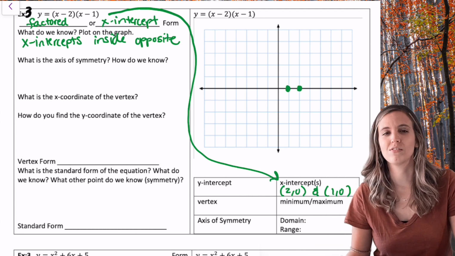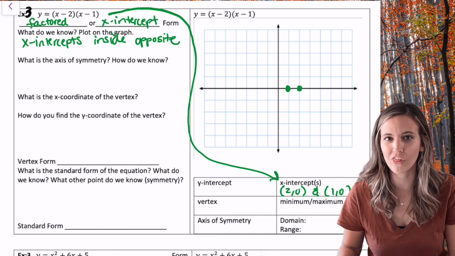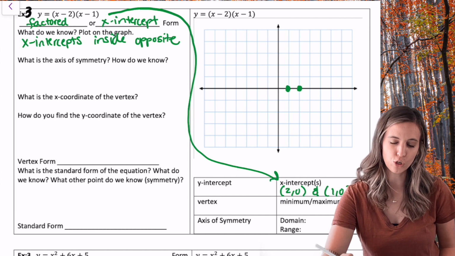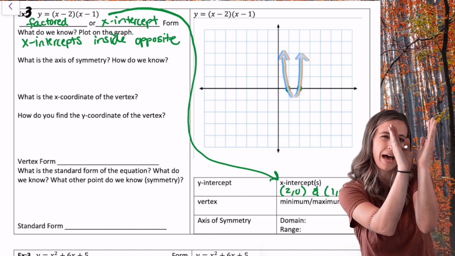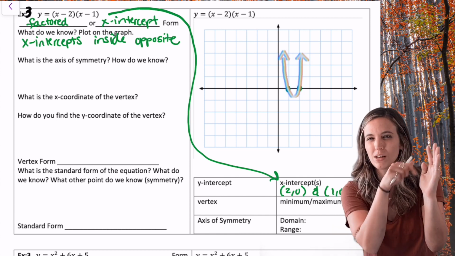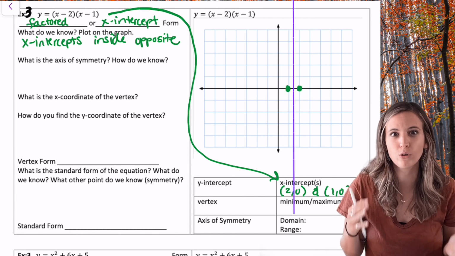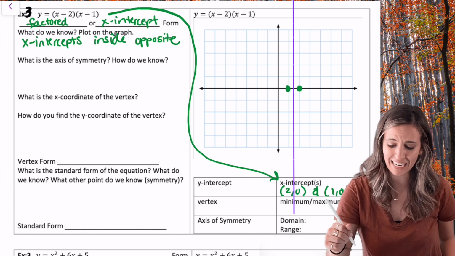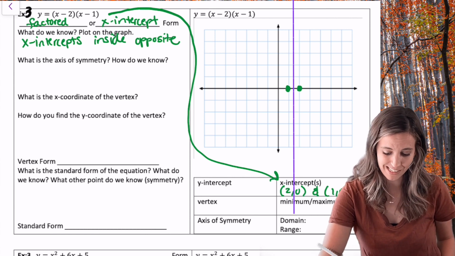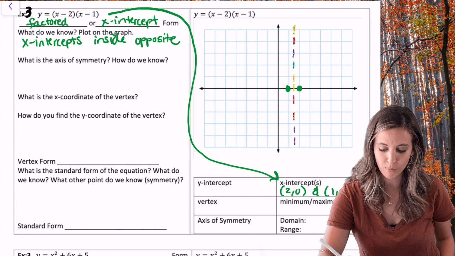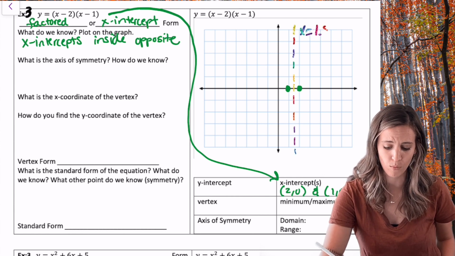What is our axis of symmetry and how do we know? Well, think about what a parabola looks like. If I know I have two x-intercepts right here, could you kind of imagine the parabola going through those two x-intercepts? Where would that axis of symmetry be? Right between those two x-intercepts. So right smack dab in the middle. And I can kind of visually see that that's going to be at x equals 1.5. But let's see if we can mathematically come up with that 1.5 as well.